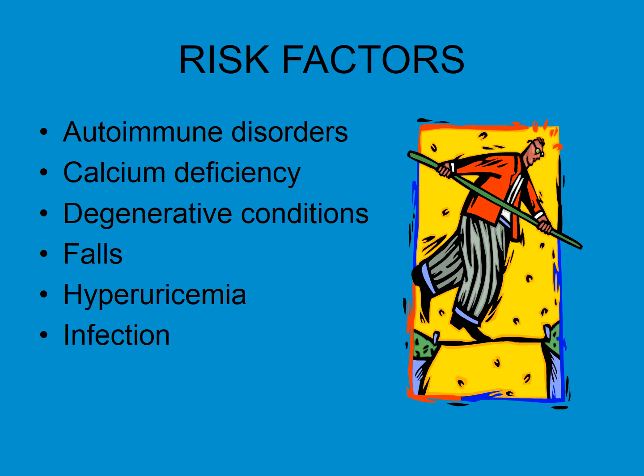Risk factors for individuals with musculoskeletal conditions include autoimmune disorders, so it's important, like I said, to assess all that. Any calcium deficiency in their diet, to review their diet as well. Any degenerative conditions such as osteoarthritis, histories of falls, hyperuricemia, or any infection that they may have. Next slide.